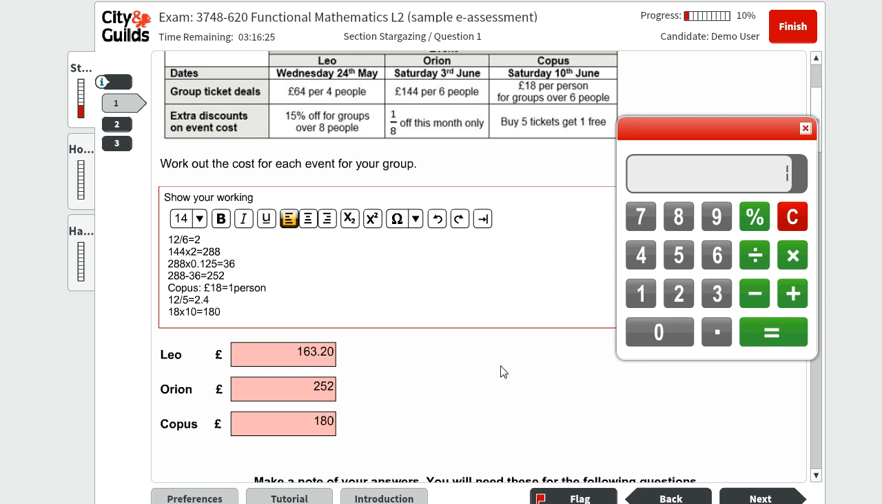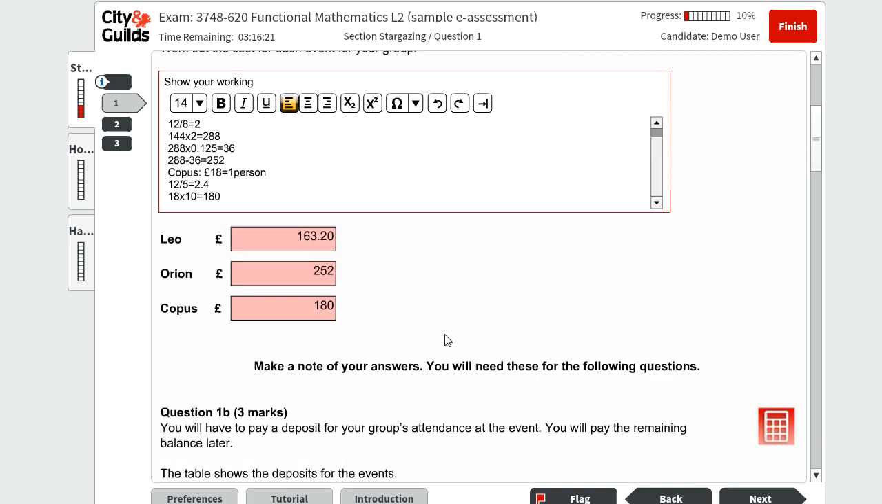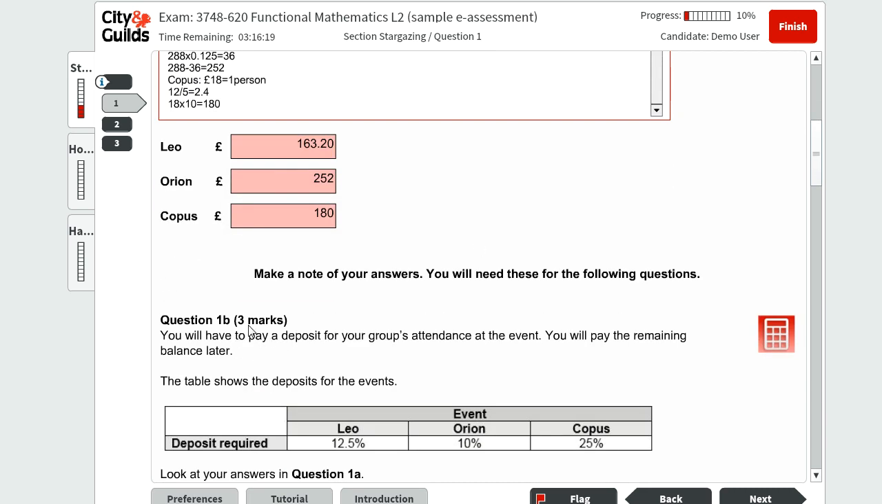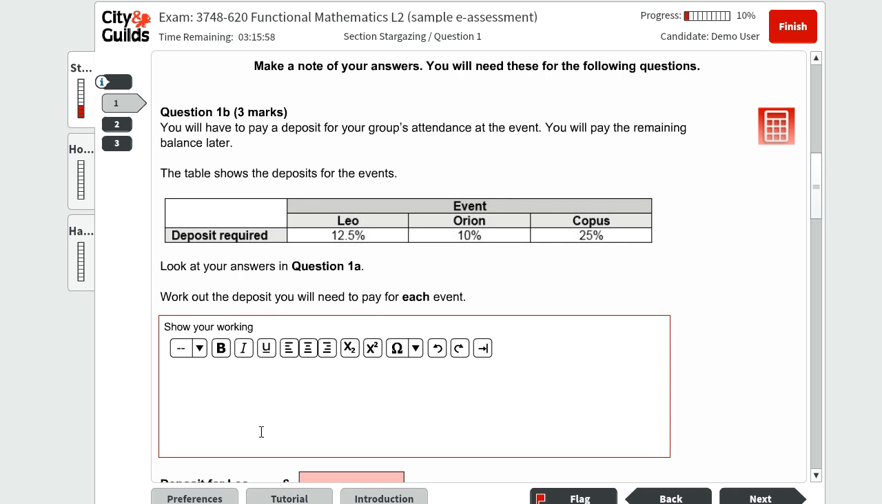Alright, so the first task is finished. We can close the calculator so that we can see what's the next question. In 1B, they are asking us to pay a deposit for the group's attendance at the event. We will have to pay the remaining balance later. And in the table below we can find out how much of the deposit we have to pay. So let's go a bit lower.